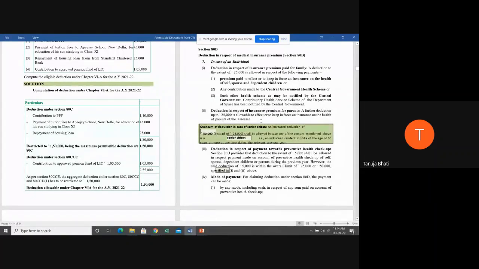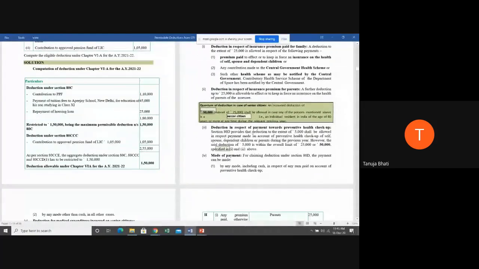Third thing, suppose his parents are senior citizens. This limit of 25,000 was applicable only if they were below the age of 60. But if they are above the age of 60, then instead of the maximum limit of 25,000, you get an extended limit of 50,000. So remember students, in the case of a senior citizen, that means 60 years or more of age, the limit of deduction will not be 25,000, it will be 50,000.